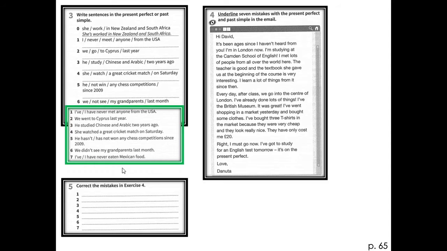And then the last sentence, I never eat Mexican food. Right, so talking about your experience is a bit like the first sentence, sentence number one, I've never met anyone from the USA. So this one should be, I've never eaten Mexican food. Right, so that's talking about your experience. Alright, next one, exercise 4. One thing you might need to pause at this point if you need to correct your answers or write them down.